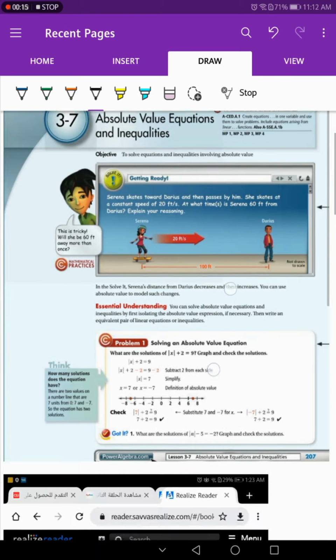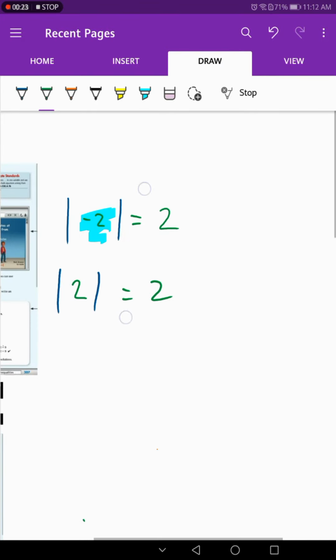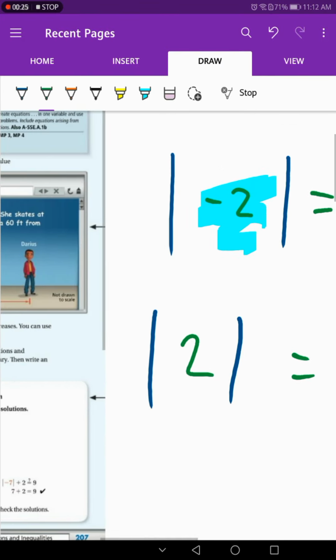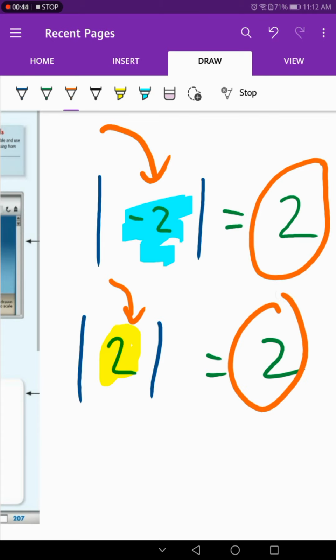Thank you, Faris. Thank you, Mahmood. Before we start about absolute value equations and inequalities, can you tell me the absolute value of negative 2 equals what, Mahmood? It's equal to positive 2. And the absolute value of 2 equals what, Faris? 2. So anything inside the absolute value will be positive, yes? Yes. This is the rule, okay?